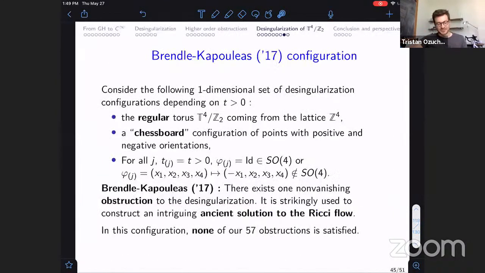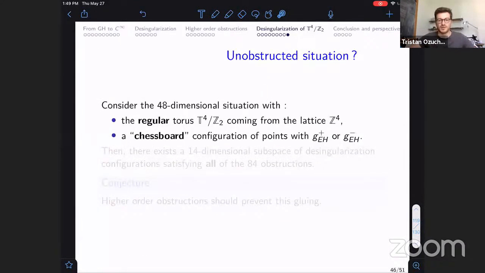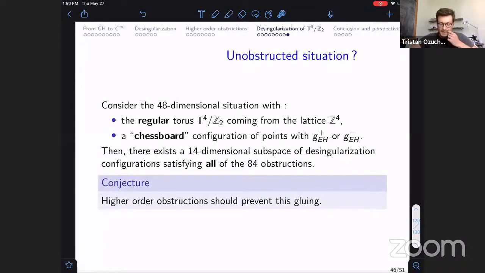But okay, so at this point you may ask, well, can we show that we cannot desingularize anything with all of these obstructions we have? And well, the answer is no. All of these obstructions are not sufficient, because assuming the same configuration as Brendle and Capoulias, but without assuming that all of the bubbles have the same size and the same direction, we can find a subspace which is 14-dimensional. It's actually larger, but there is an explicit set of 14-dimensional gluing directions in which all of the 84 obstructions are satisfied.